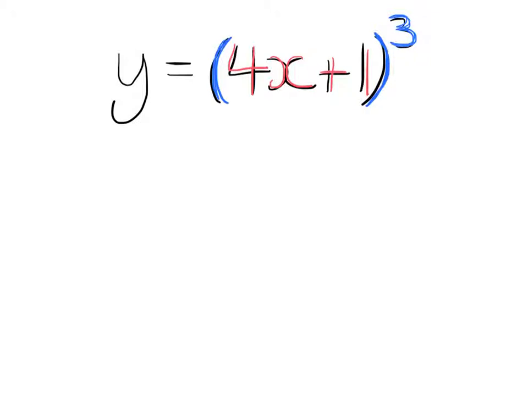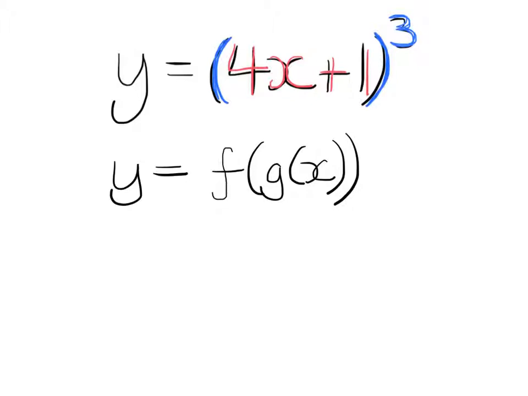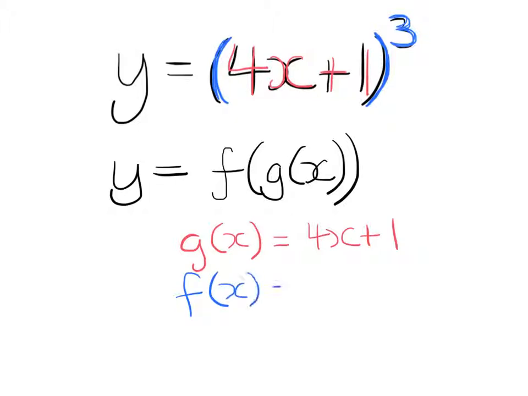Now, if we want to formalise this, we can look back at our first example, and we can see that what we're actually doing is we've got one function of another function. So the bit in the brackets is our baby. So we could say that g of x is 4x plus 1. And then the f of x, what that function's doing is cubing it. So f of x is the function x cubed.